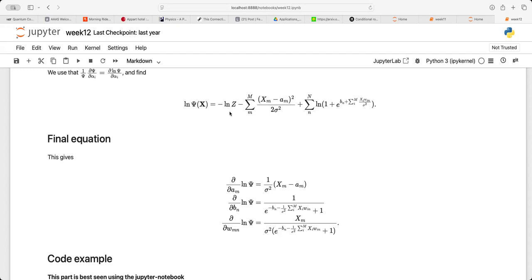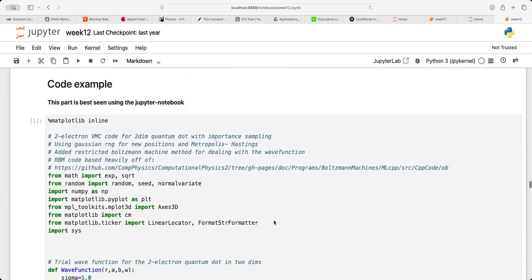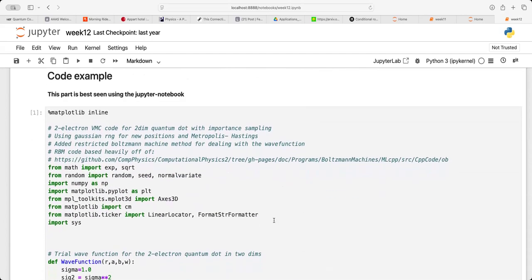And then we also have this log of the trial wave function, which is then going to be given by the expression which you see here. And this is also a quantity which we will need when we calculate the local energy. So the code example here is a code example where I have implemented the Gaussian binary for a system of two electrons in two dimensions. And these electrons are confined to move in a harmonic oscillator trap.